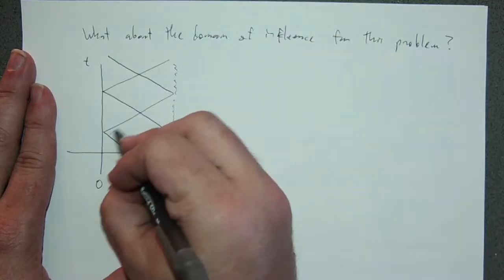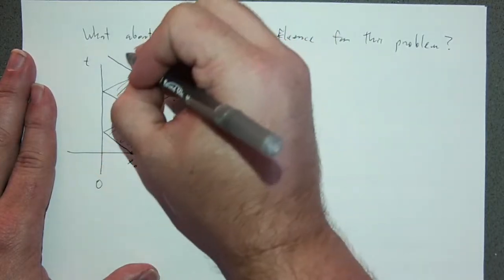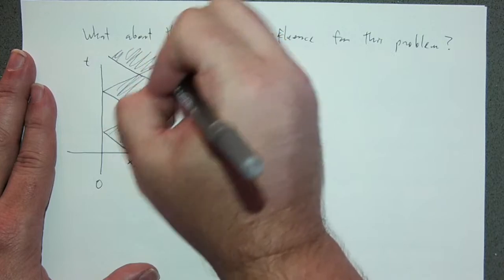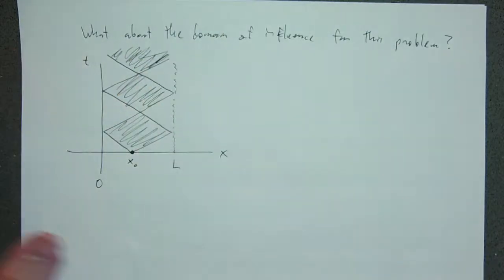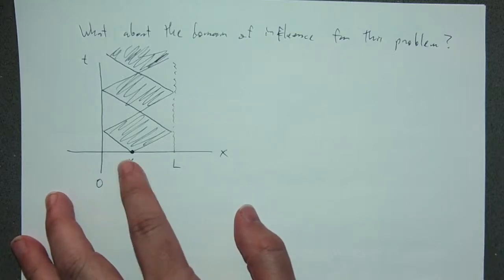Where the domain of influence is going to be something that looks like this, and it's only going to get more complicated as t increases, but it's going to be something that kind of looks like this. So I have an initial disturbance, with initial displacement and velocity here at this x naught. And the question is, what is it that's going on?